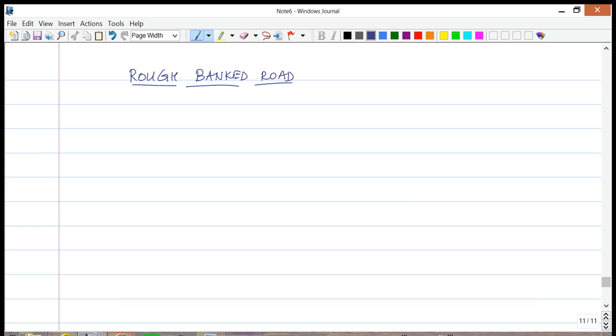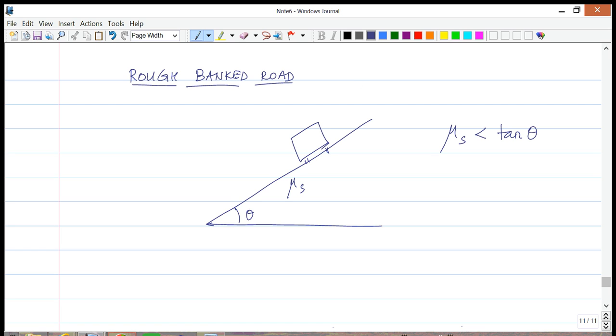Let us now discuss the rough banked road. Let's consider a banked road that is rough, making an angle theta, and let the coefficient of static friction be mu s. What we know is that mu s is less than tan theta, which means that if the object was simply sitting here, it would slide down.